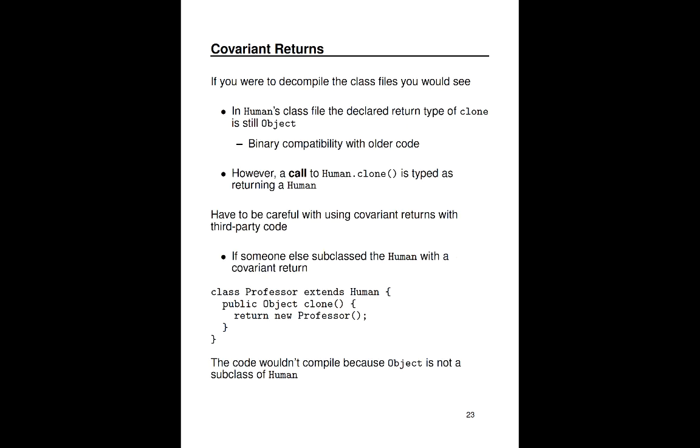Now, why would we want to do this? Well, this makes it easier to call the clone method. It's a lot less casting, and it's much more explicit about what the clone method is actually returning.